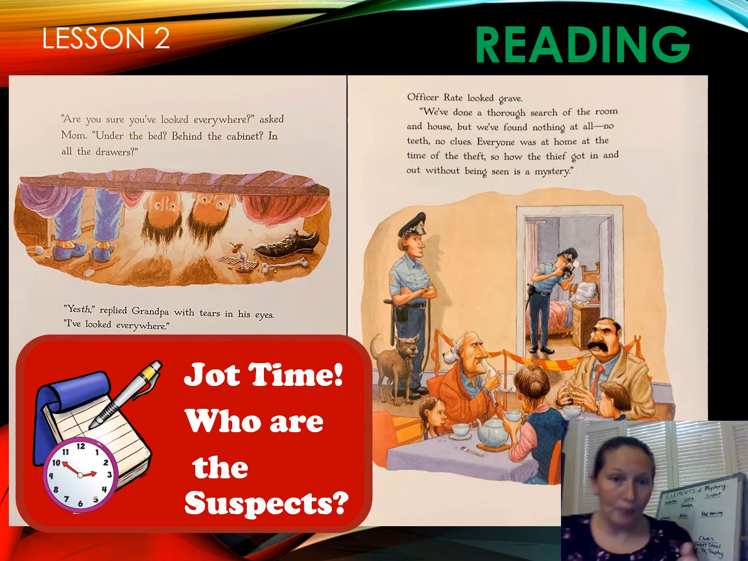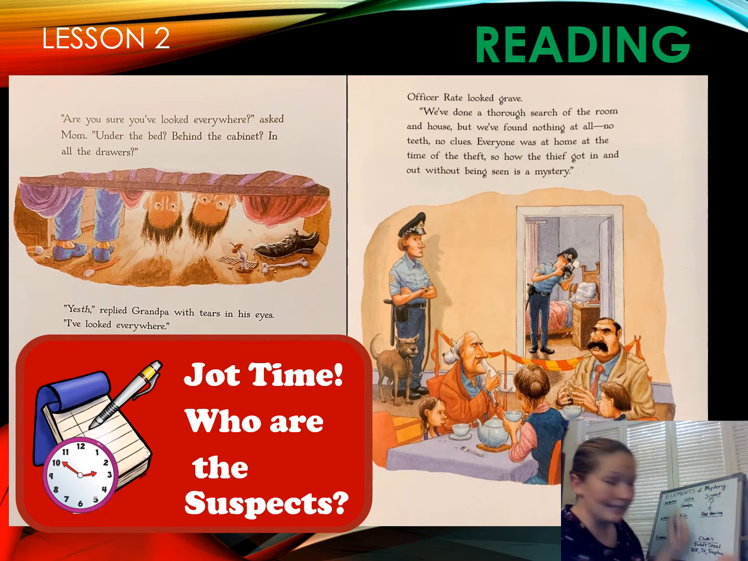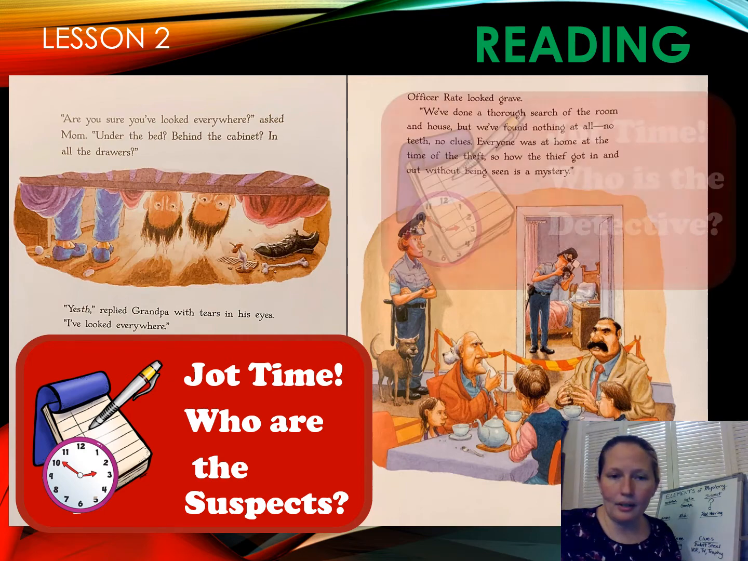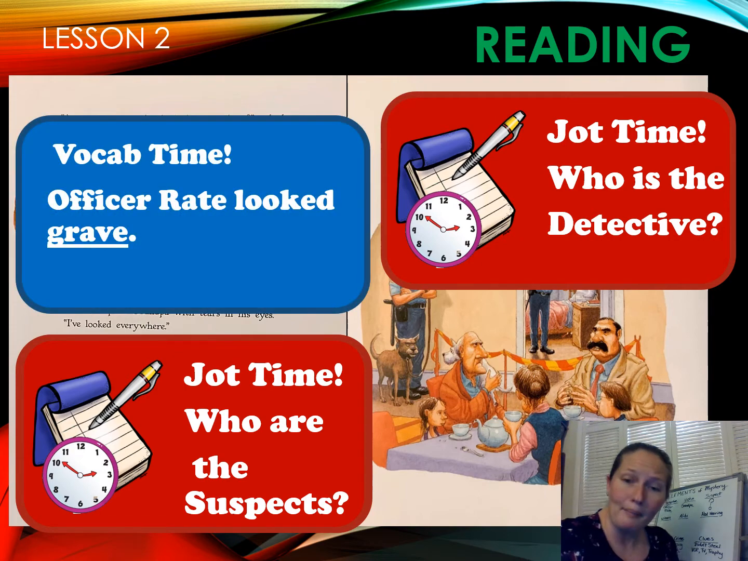So right now I'm going to put a big, huge question mark under our suspects because we have no idea. It's a whodunit. There are no suspects to write down, okay? And the next thing we're going to go over is who is the detective, okay? And the detective's name is Officer Rate, okay? So we're going to write that down. Officer Rate. And then the next thing we're going to talk about is vocabulary time.